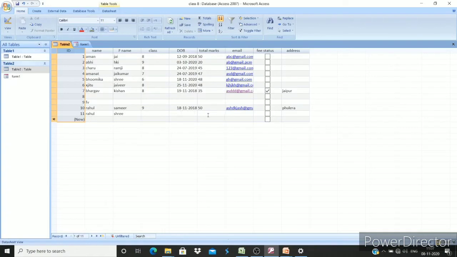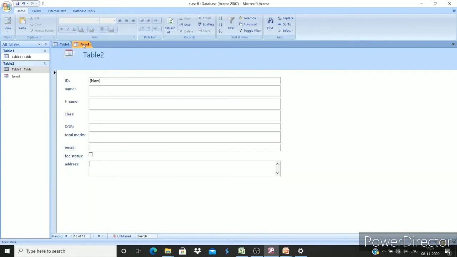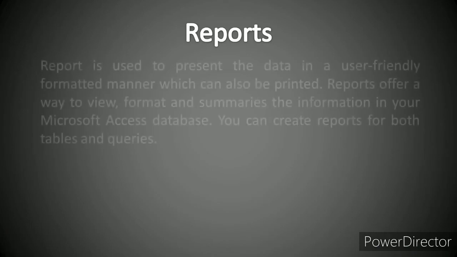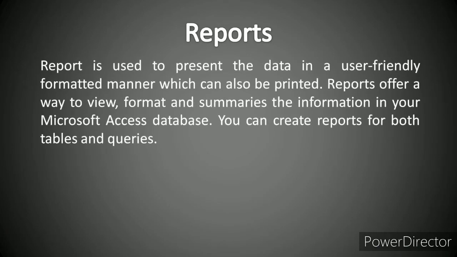Okay, so this is how you can create a form and use this form to view or to enter a new record in your table. Now the next part is report. So what is the meaning of report? A report is used to present the data in a user-friendly formatted manner, which can also be printed. A report offers a way to view, format, or summarize the information in your Microsoft Access database.